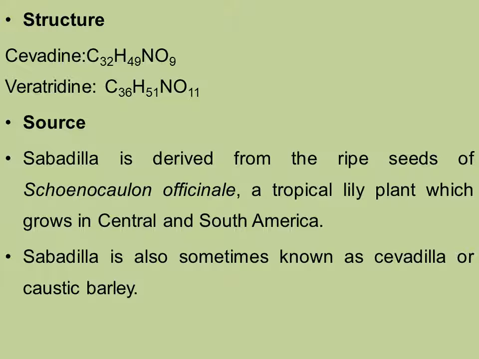Now, this is the chemical nature structure: cevadine, C32H49NO9, and veratridine, C36H51NO11. Sabidilla is derived from the ripe seeds of Schoenocaulon officinale, a tropical lily plant which grows in Central and South America. It is also sometimes known as Cevadilla or caustic barley.